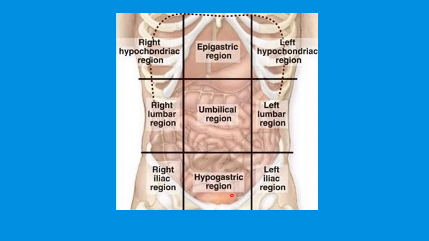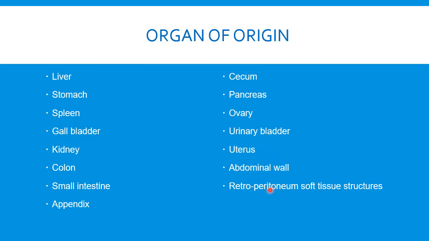The hypogastric region contains the bladder and the uterus. And the left iliac region contains the left colon and rectosigmoid areas. Okay, the other important thing is to know the organ of origin of your abdominal mass.